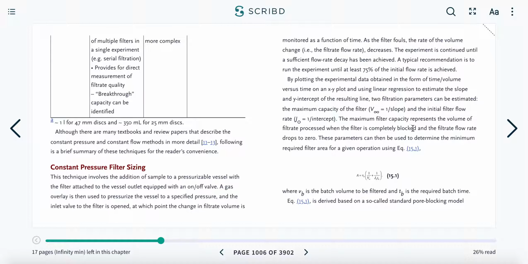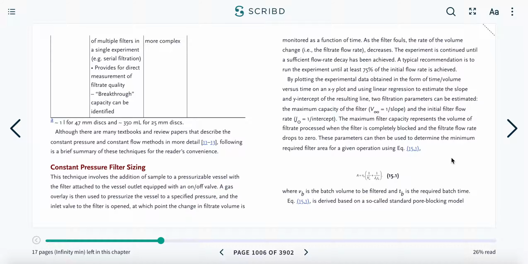Yeah, it makes sense. It's pretty important actually to plot this, and then in an interview when they ask you, you can say you can find the maximum flow rate, the maximum capacity of the filter, 1 over slope, and the initial filter flow rate. The maximum filter capacity represents the volume of filtrate processed when the filter is completely blocked and the filter flow rate drops to zero. And then you use this equation.